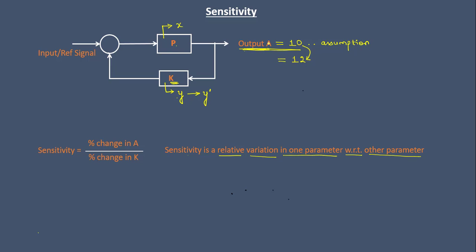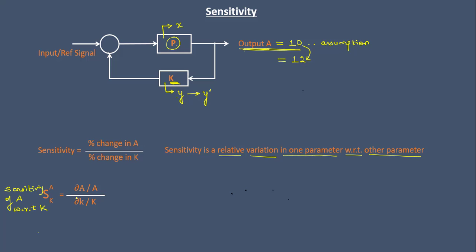Here the output A can also be changed due to variation in the forward gain block P. In that case the formula will be the percentage change in A with respect to the percentage change in P. But for the time being, let us consider only the change due to the feedback element K. So the notation of sensitivity is shown by S A by K. It means sensitivity of A with respect to K.